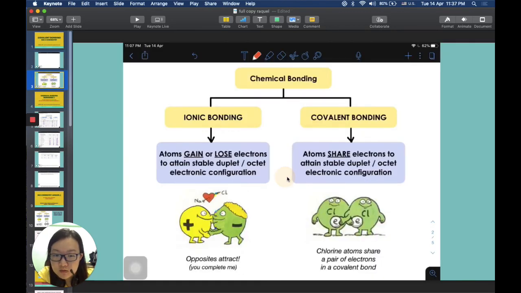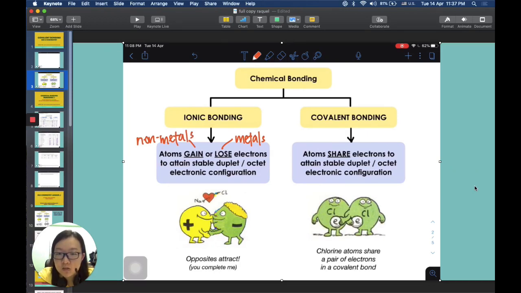If you look at your notes, turn to the summary notes first page. You see this, right? This is the flow chart that I've done for you. Again, chemical bonding has 2 types, ionic and covalent. Ionic is when your atoms gain or lose electrons to attain the stable duplet or octet electronic configuration. The ones that lose electrons are your metallic atoms, and your non-metallic atoms are the ones that gain the electrons.